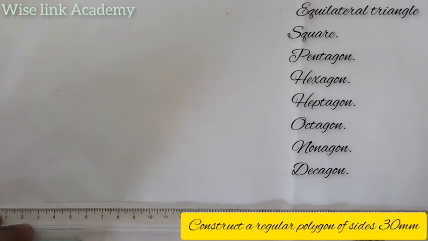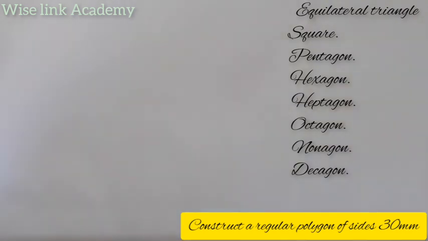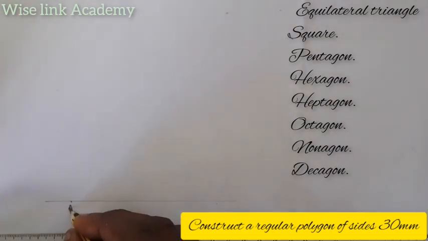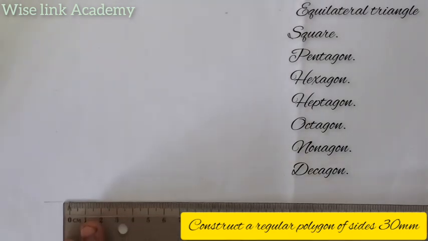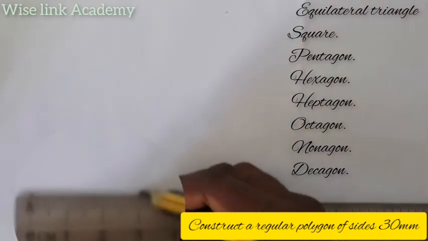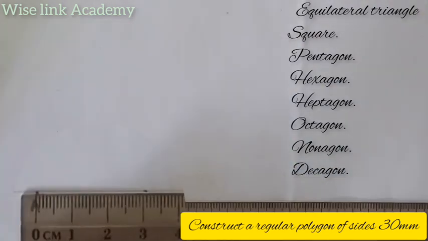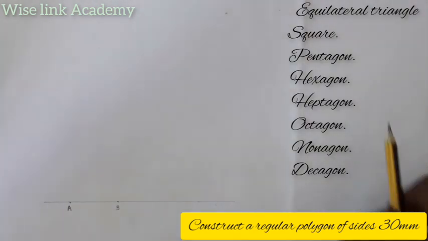Just take your pencil to indicate a point. Let me take this point as my starting point. I'll make this my point A. Now my next task is to measure out 30 millimeter as given in the question. So from this point to this point is 30, as you can see in front of you. I name this point B.